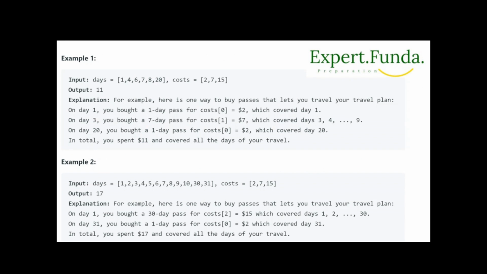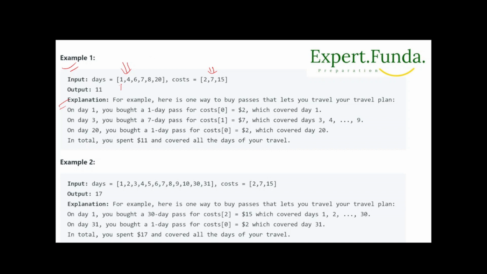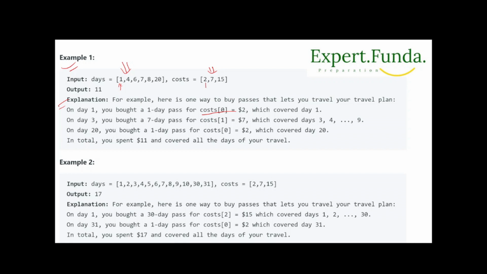First of all, we have one example, and this example gives us days, and then costs. We will read the explanation too. Here is one way to buy passes that lets you travel your travel plan. On day 1 you bought a 1 day pass for the cost of $2, because here we have $2, and that covers 1 day.